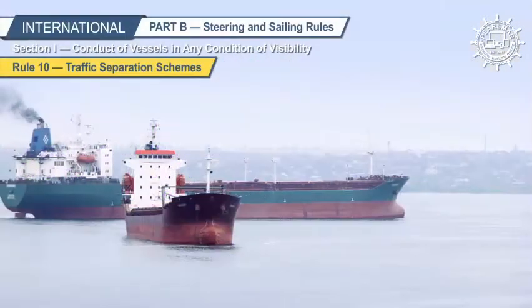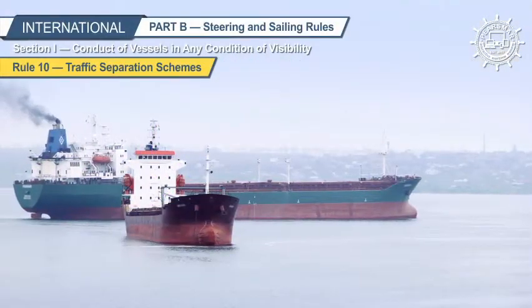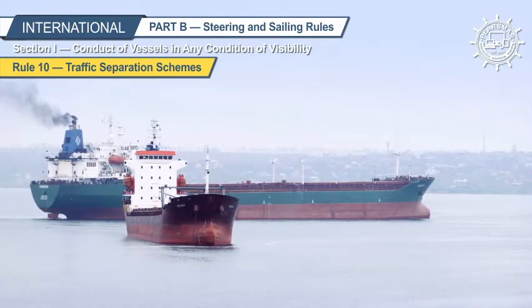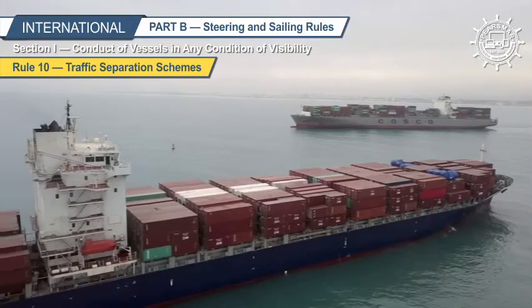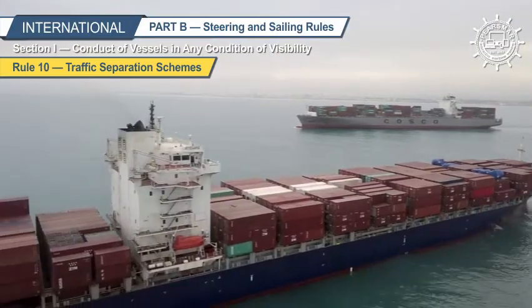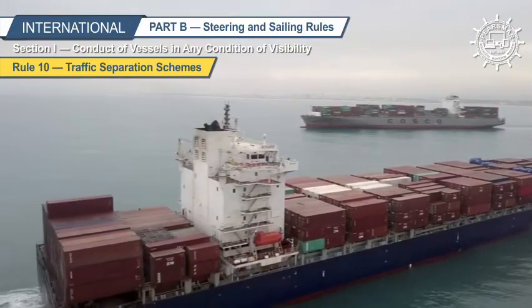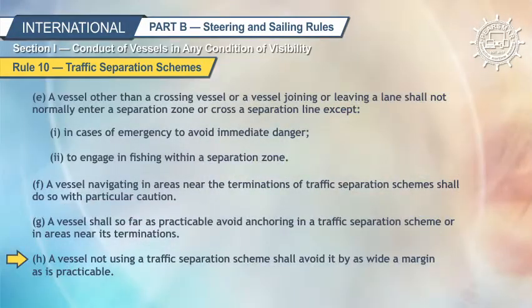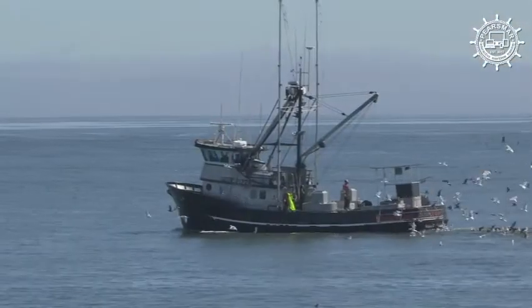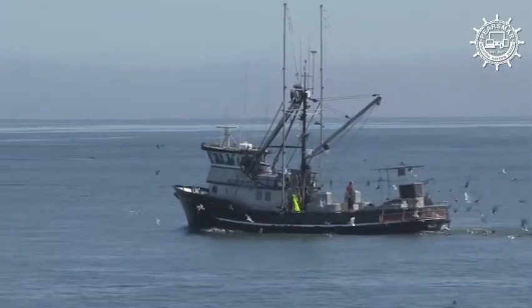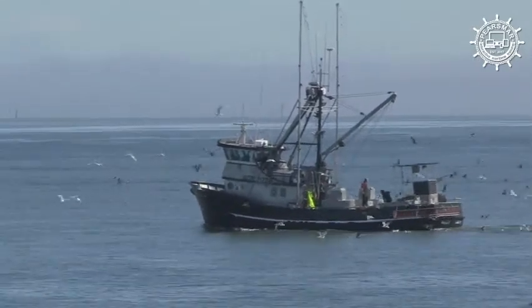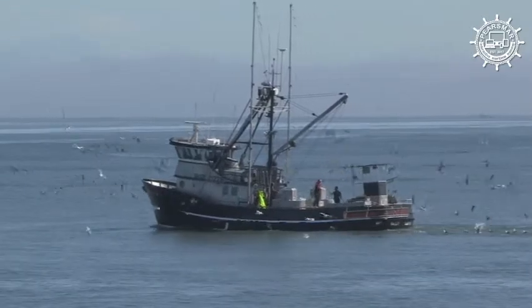A vessel shall, so far as practicable, avoid anchoring in a traffic separation scheme or in areas near its terminations. Traffic separation schemes must remain as clear of obstacles as possible in order to ensure safe navigation. A vessel not using a traffic separation scheme shall avoid it by as wide a margin as is practicable. A vessel engaged in fishing shall not impede the passage of any vessel following a traffic lane. Fishing vessels must stay clear of other vessels following a traffic lane.